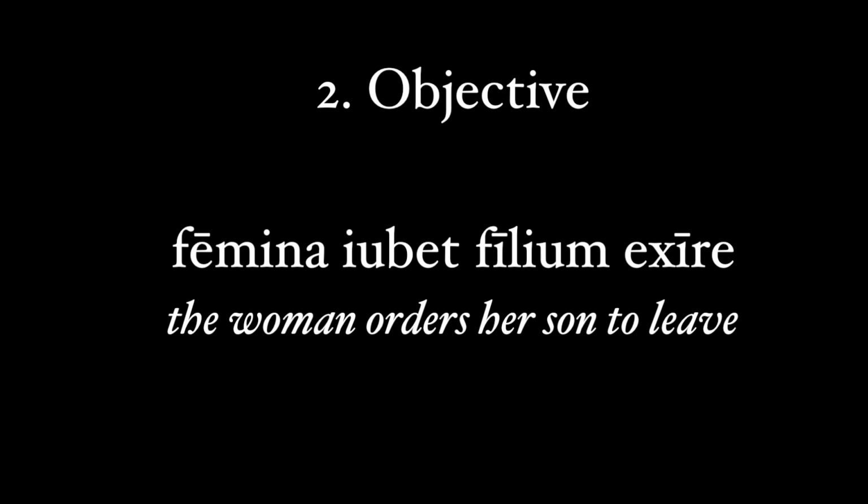We also see infinitives as objects of verbs. Femina iubet filium exire. The woman orders her son to leave. Filium is the accusative object of iubet. It answers the question, whom does the woman order? Her son. But the infinitive exire is also the object of iubet. It answers the question of what does the woman order? To leave.